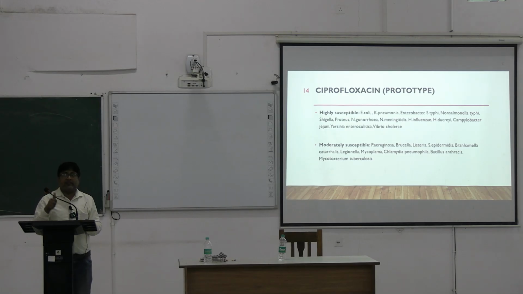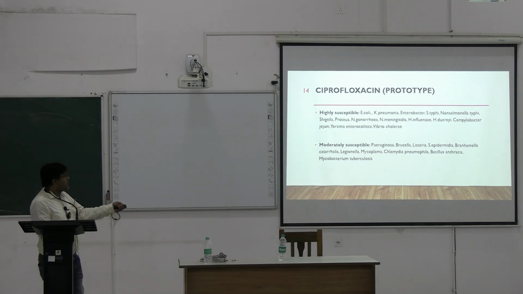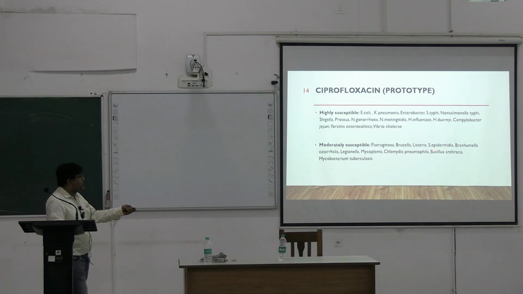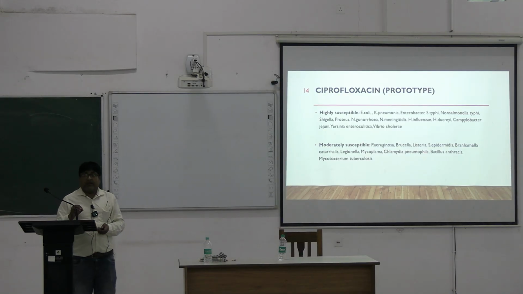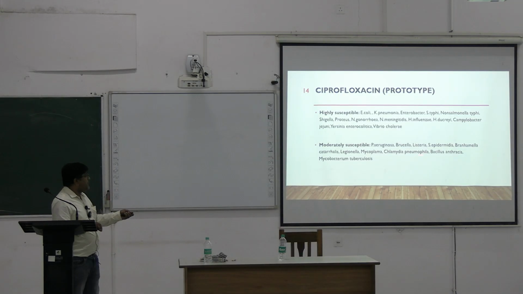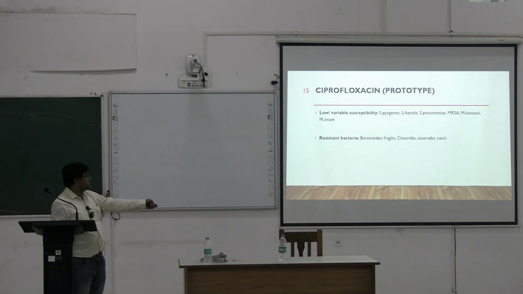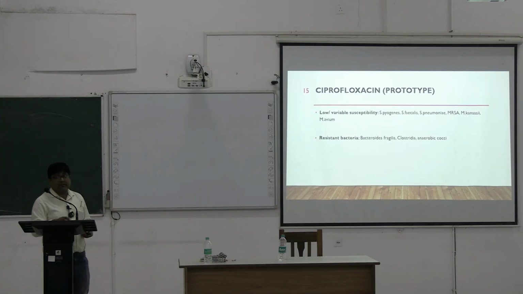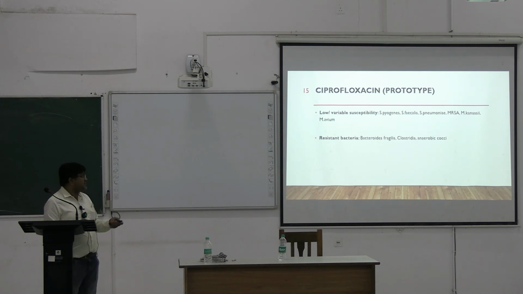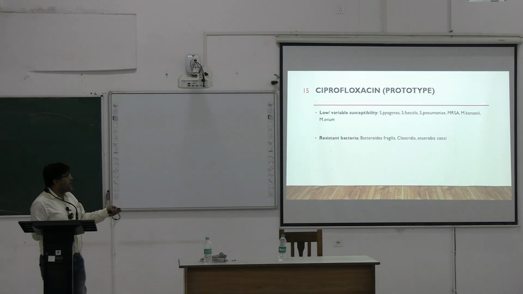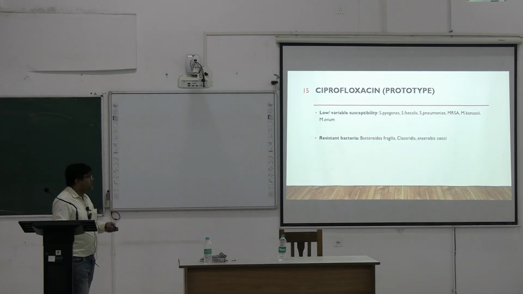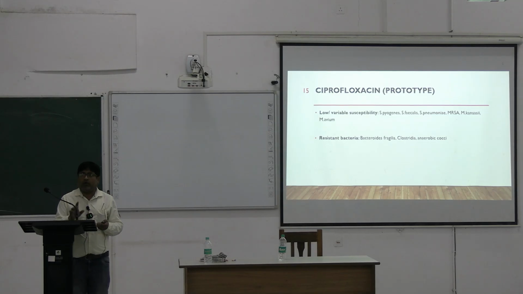Nalidixic acid did not have any action on Pseudomonas, but these have moderate susceptibility to Pseudomonas, Brucella, Listeria, Staphylococcus epidermidis, Bordetella, Legionella, Mycoplasma, Chlamydia, Bacillus and Mycobacterium tuberculosis, and low susceptibility to particularly Streptococcus pyogenes, Streptococcus pneumoniae, MRSA, and M. kansasii. Resistant bacteria are Bacteroides fragilis, Clostridia, and anaerobic cocci. So they have no action against the anaerobic organisms.